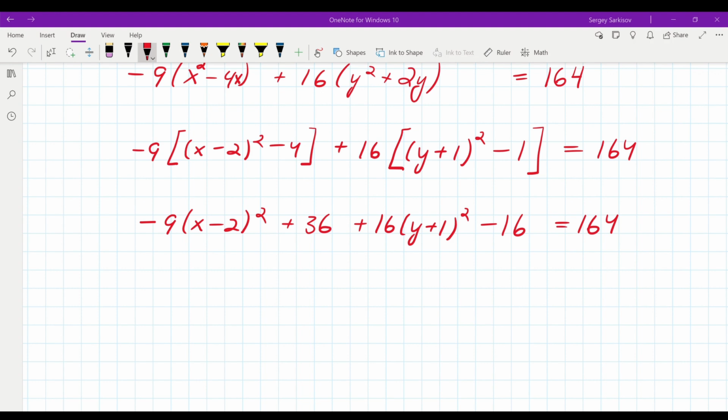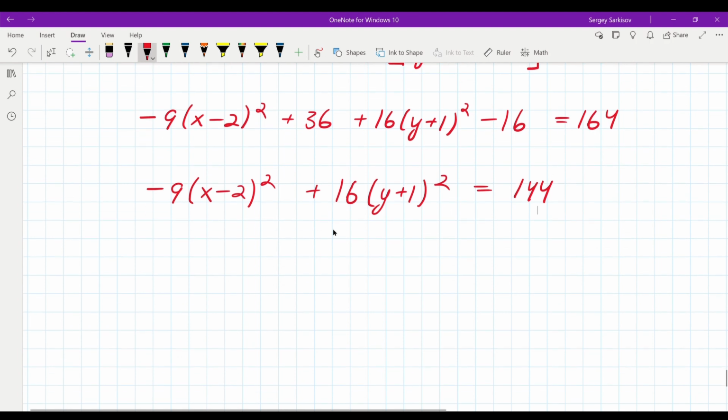Okay, so now we do this, ready? We have negative 9 times x minus 2 squared plus 16 times y plus 1 squared is equal to, and if you put those together, that's actually 144, 164 minus that 20 right there. Divide everything by 144 because we need a 1 on the right side, okay? You get negative x minus 2 squared over 16, plus y plus 1 squared over 9, equals 1. Okay, everyone, this is a hyperbola.